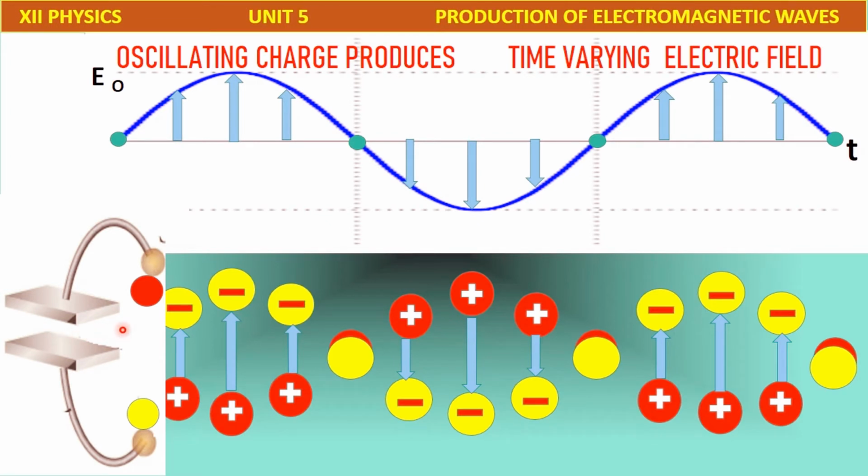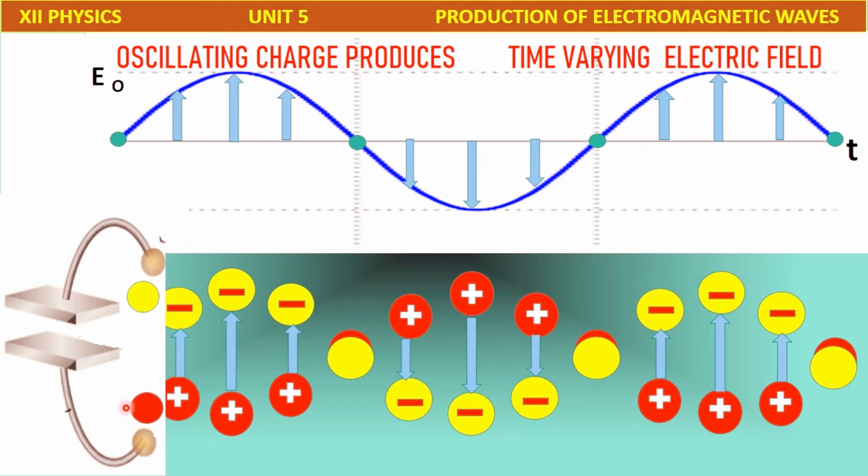Now we shall consider a molecular dipole. This is a positive charge and this is a negative charge. The positive and negative charges are separated by a small distance. We know that electric field starts from positive charge and ends at negative charge. Now the molecular dipole is oscillating. See how the strength of the electric field changes and also the direction of the electric field changes.